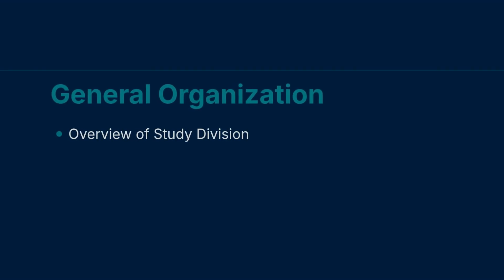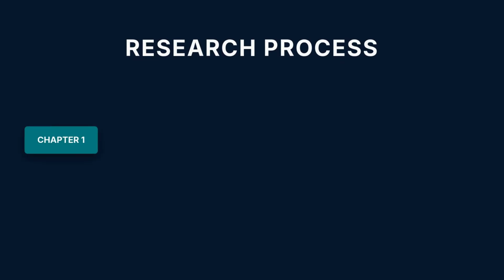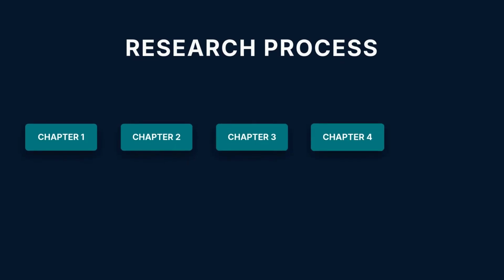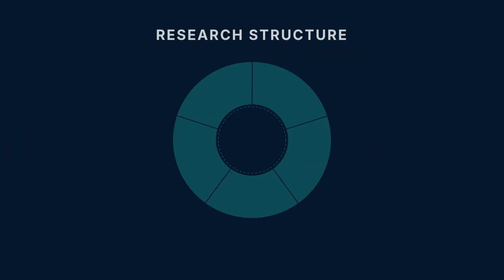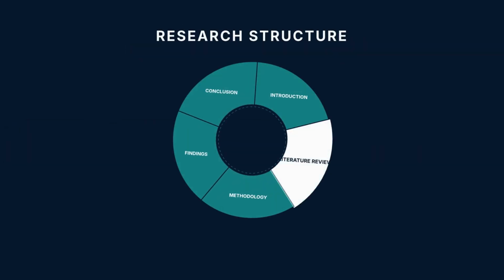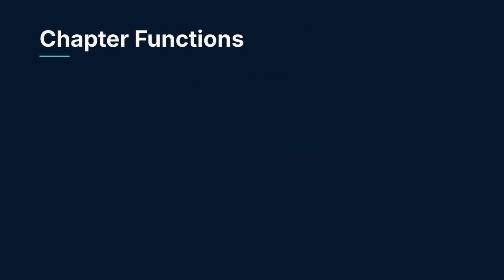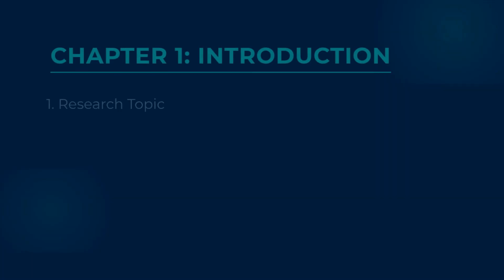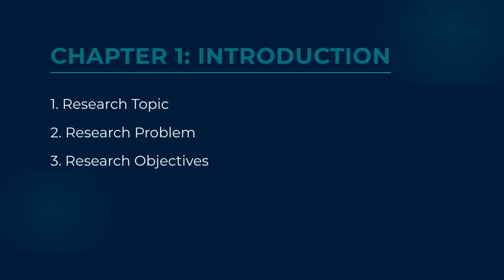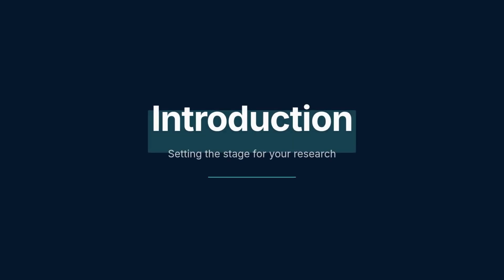For example, you can say, "This thesis consists of 5 chapters, each designed to address specific aspects of the research process." This gives readers an overview of how your study is divided. Next, describe briefly what each chapter does. For instance, you might explain, "The first chapter introduces the research topic, outlines the problem being studied, and states the objectives of the research." This tells readers what to expect in the introduction.